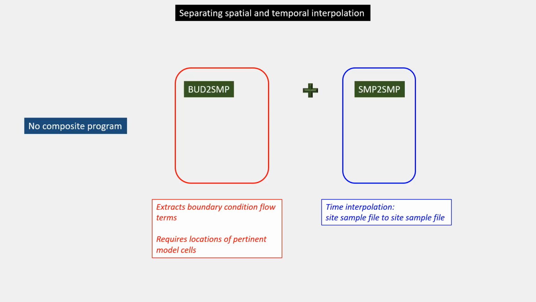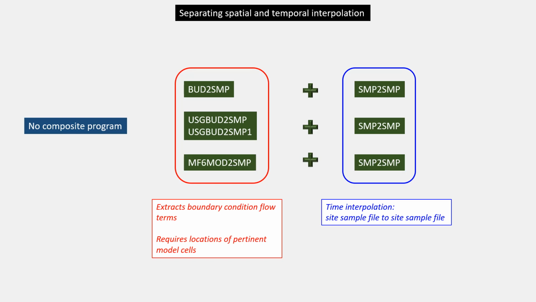If we're using ModFlow, then program bud to samp will read a cell-by-cell flow term file generated by ModFlow. It will record the outcomes of flow accumulation in a site sample file. Samp to samp will then do the time interpolation to the times at which flow measurements have been made. And by the way, those flow measurement times can be different for different sets of cells. If we're using ModFlow USG, bud to samp reads the flow term file written by ModFlow USG. Samp to samp does the time interpolation.